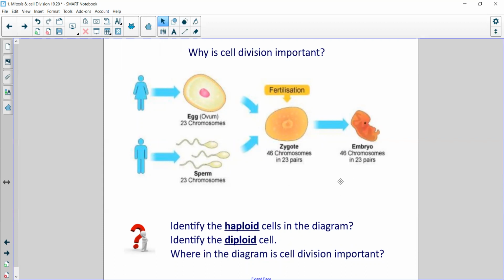So where in the diagram is cell division important? Well, there's no cell division going on here. This is fertilization. But once we've got the zygote, it then has to divide again and again and again and again, so that we get loads and loads of cells that form the embryo, and they've all got the same 46 chromosomes.